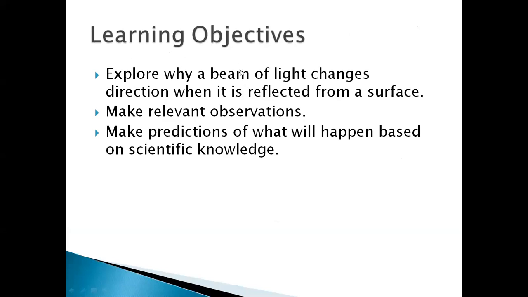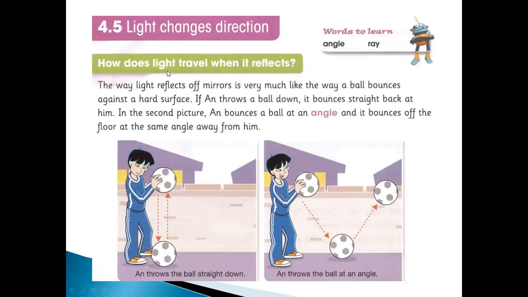First of all, the learning objective: explore why a beam or rays of light changes direction when it is reflected from a surface. Also, we discussed today in class how to make relevant observations in different activities. So let's start. How does light travel when it reflects from a light source? It's coming to an object, maybe a mirror, maybe something else.